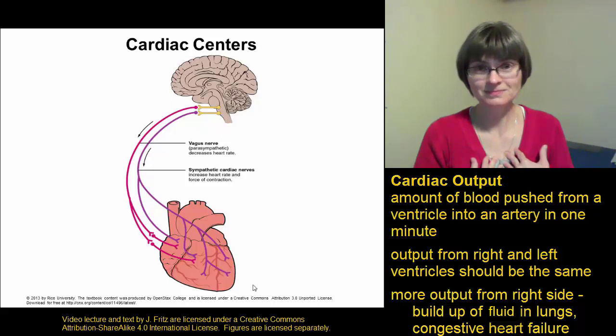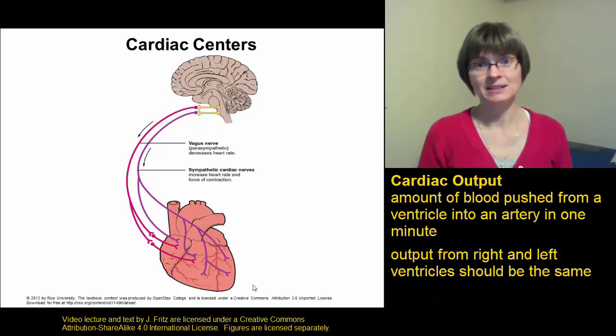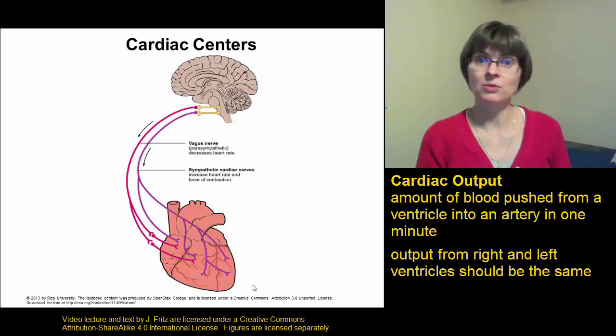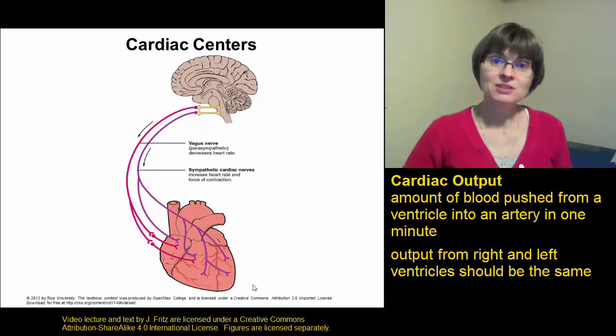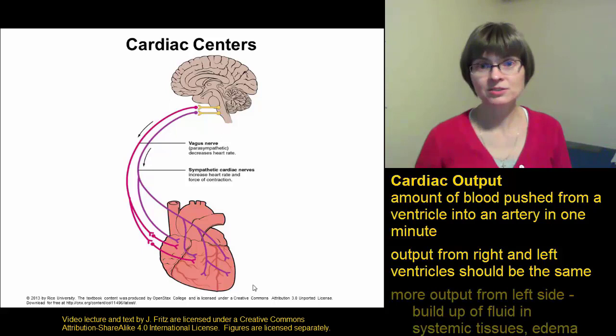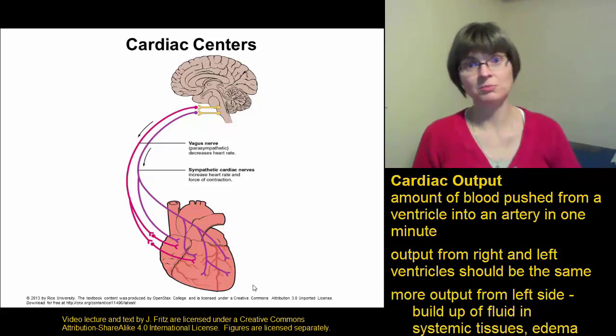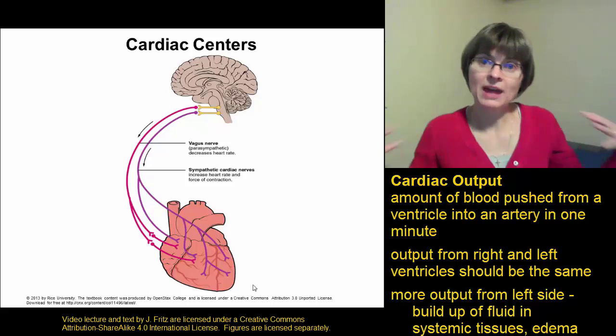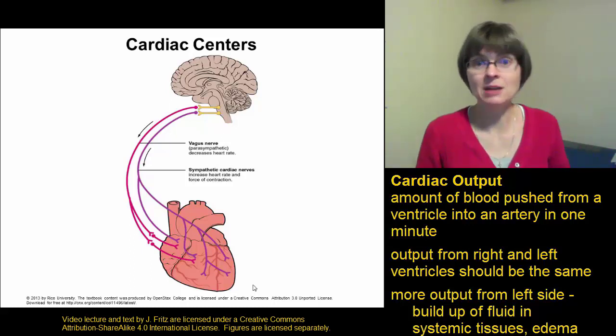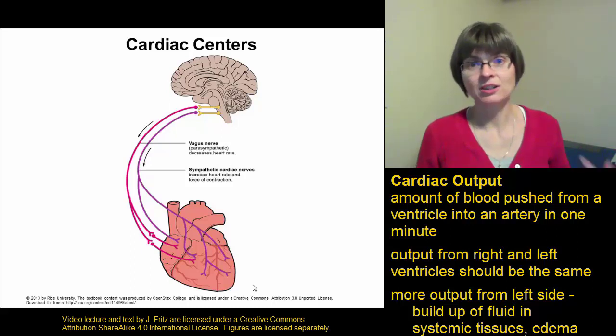That buildup of pressure causes fluid to build up in the lungs, and that causes what we call congestive heart failure. On the other hand, if the left side of your heart had higher cardiac output than the right side, then the left side would be pushing more blood out into circulation than the right side was able to gather from circulation and push up to the lungs. So you'd end up with extra pressure building up in systemic circulation, and that could lead to edema.